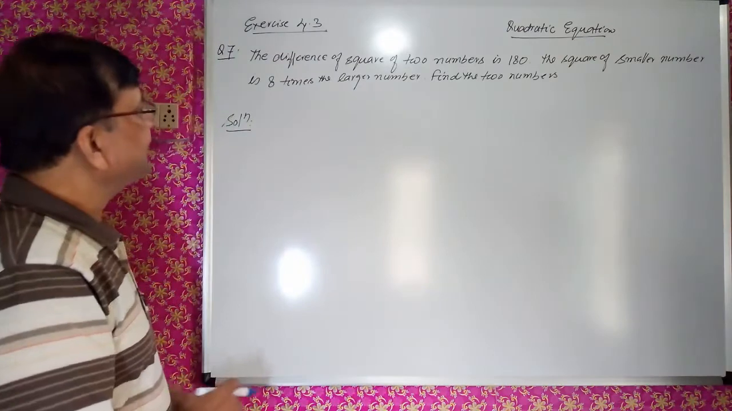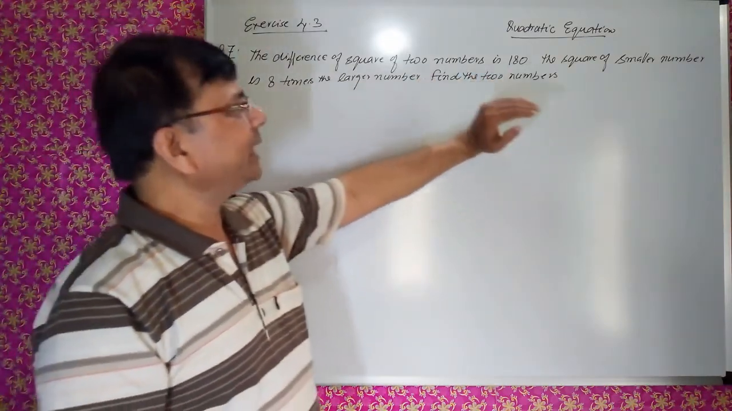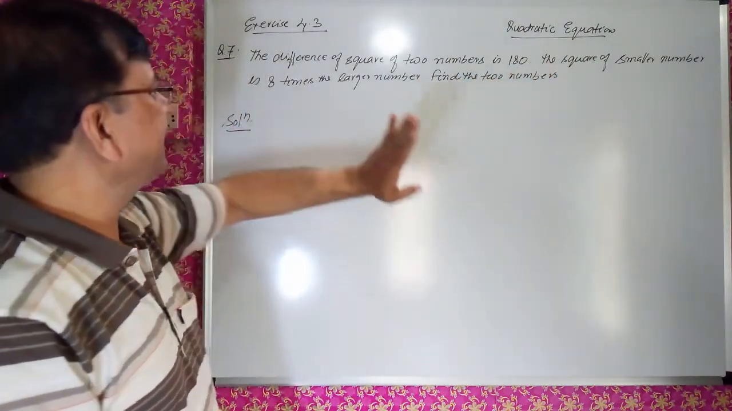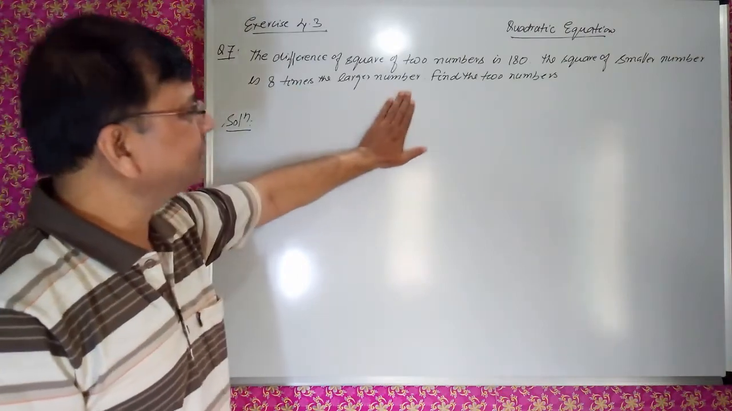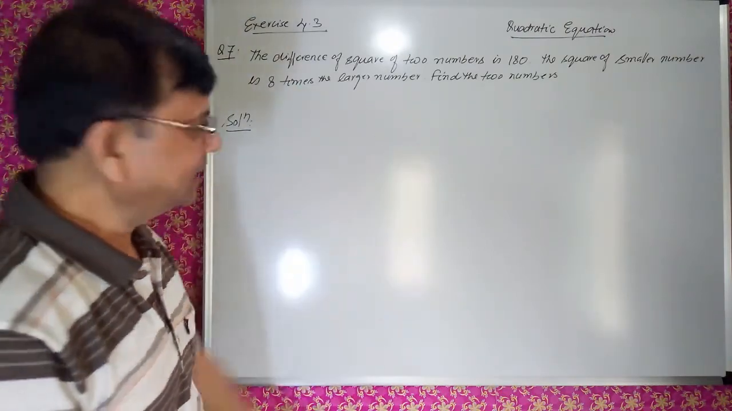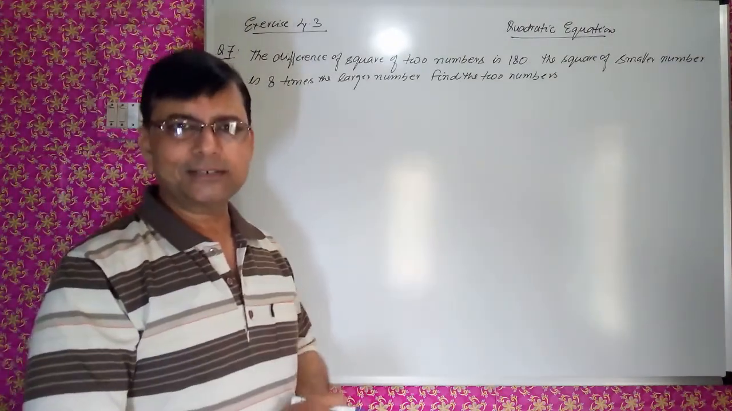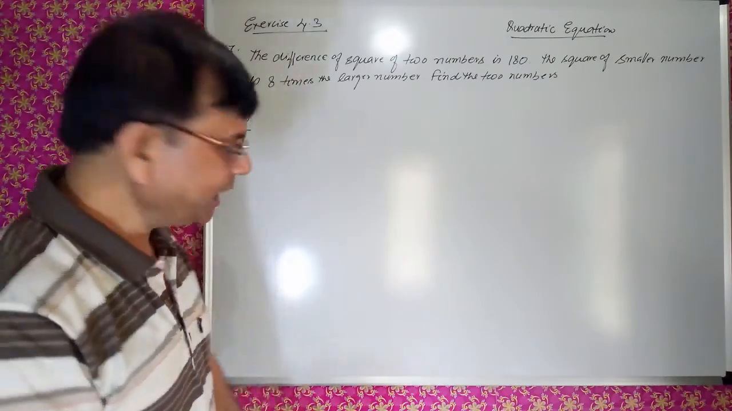The difference of the squares of two numbers is 180. The square of the smaller number is 8 times the larger number. Find the two numbers. So two numbers we will select, one larger, one smaller.